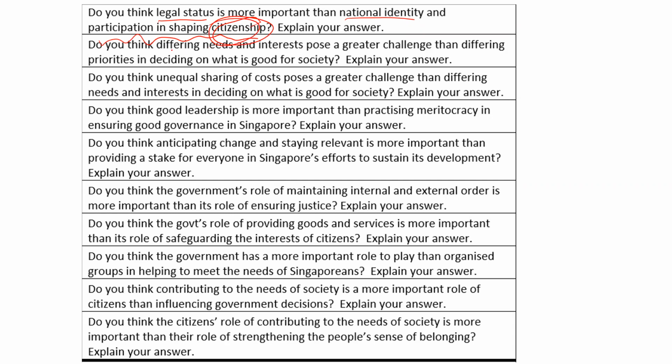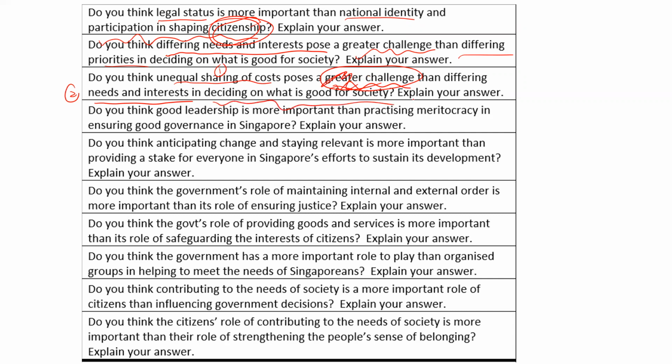Maybe they might ask you, do you think different needs and interests is a greater challenge, or is differing priority a greater challenge? What does different needs and interests mean? What does different priorities mean? And which one is a greater challenge? I'm going to underline the factor and squiggly line the focus. Do you think unequal sharing of costs, factor 1, is a greater challenge, or is different needs and interests a greater challenge? So one paragraph for unequal costs, one paragraph on needs and interests. Explain to me how is it a challenge, not even a greater, how is it a challenge in deciding what is good for society?